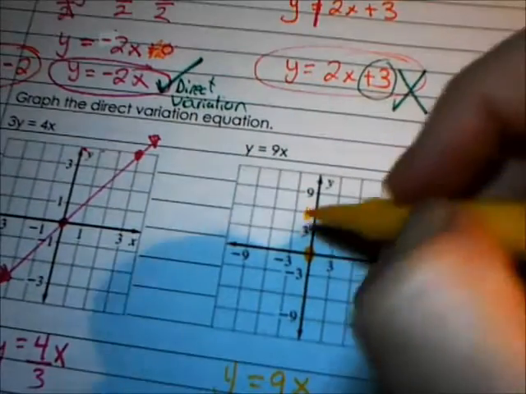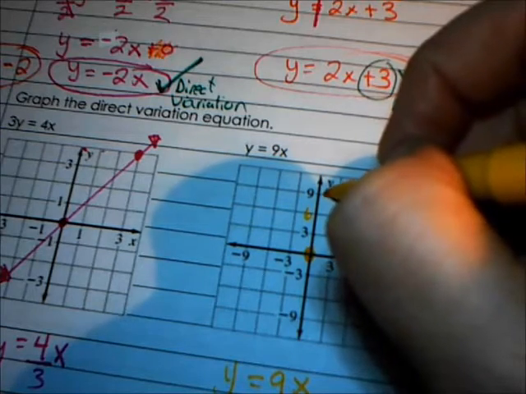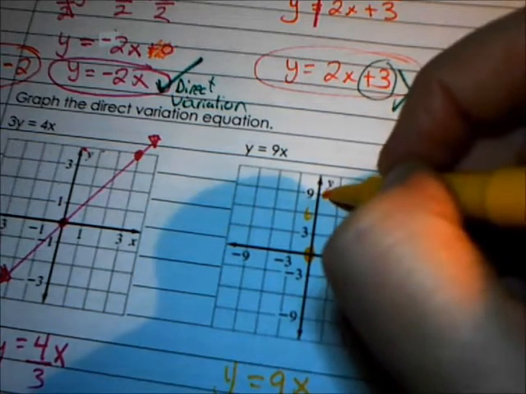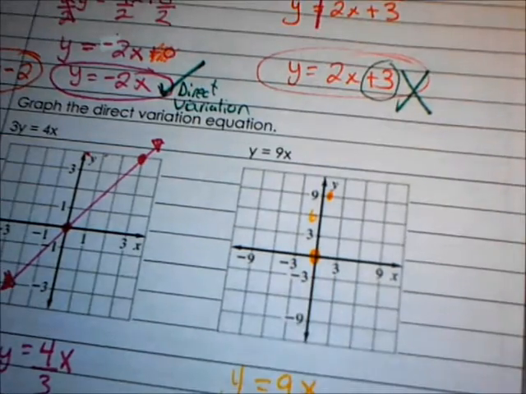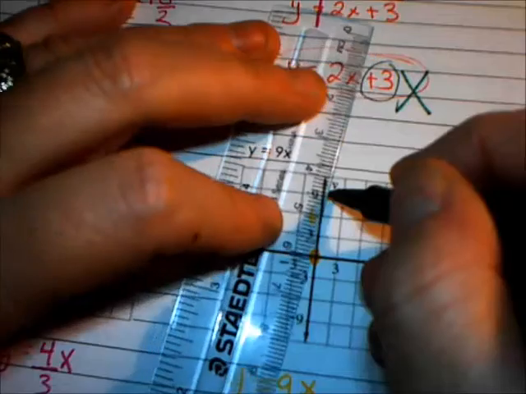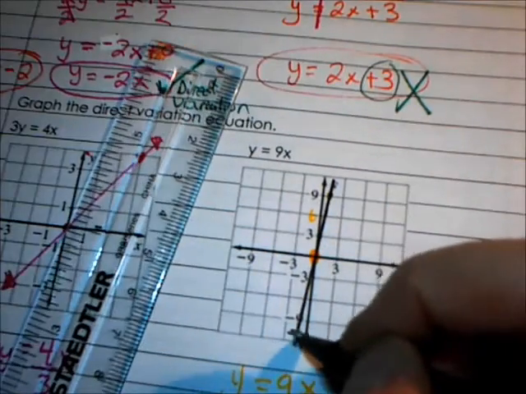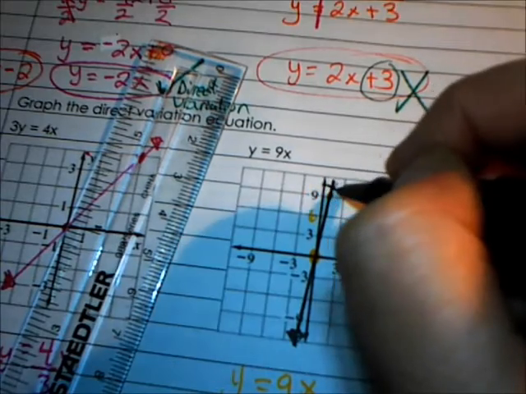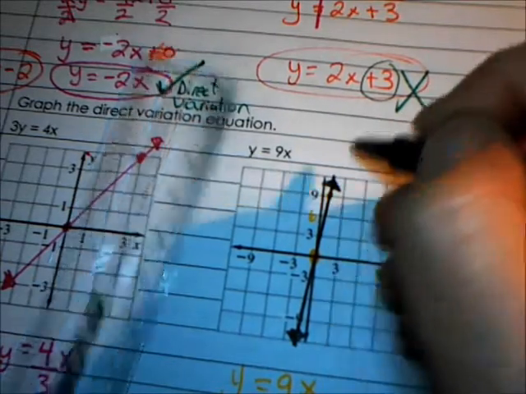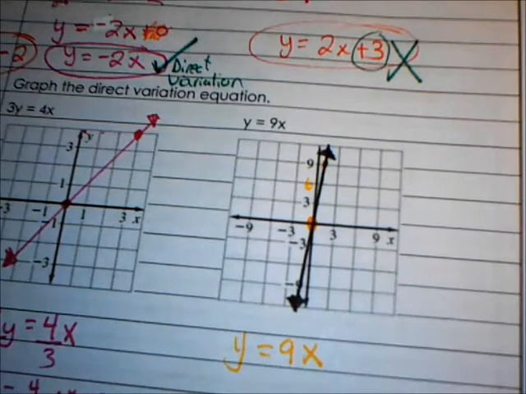and then I want to go to the right 1, which is difficult. Real close to that edge. Real close. This is a really steep line. Very steep line. Okay, there's our graphed equations.